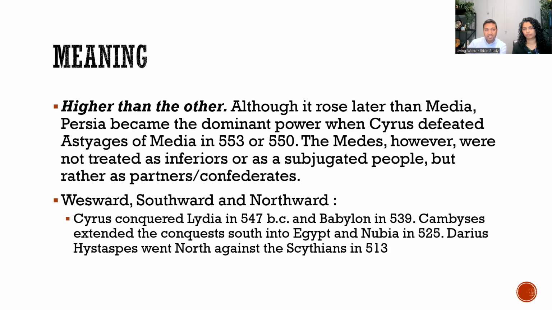So it went in which direction? West, south, and north. Cyrus conquered Lydia, right? Lydia was towards the west. Babylon, Lydia and Babylon, right, towards the west. Cambyses extended the conquest south into Egypt and Nubia in 525. And Darius went north against the Scythians in 513. You see, these are the 3 major directions in which the Medo-Persian Empire went. And then under different kings, they captured that particular territory.